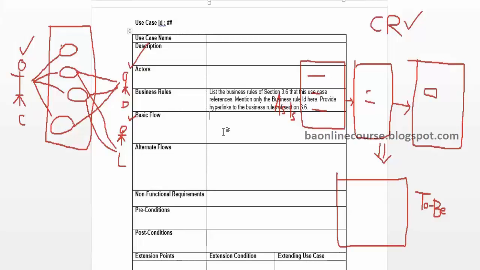Then what is the basic flow? He will first open the application. Then he would enter his user ID. He would enter his password and click on submit. Then he would be displayed the home page.